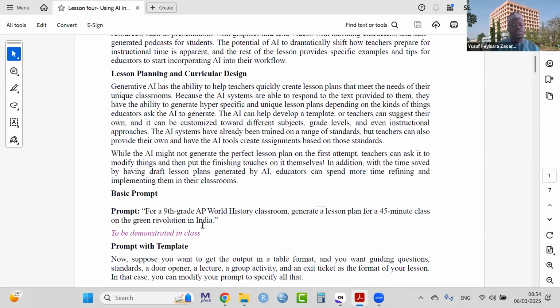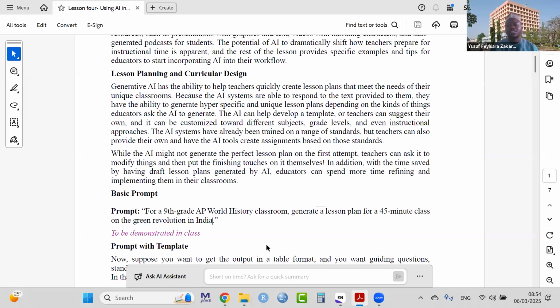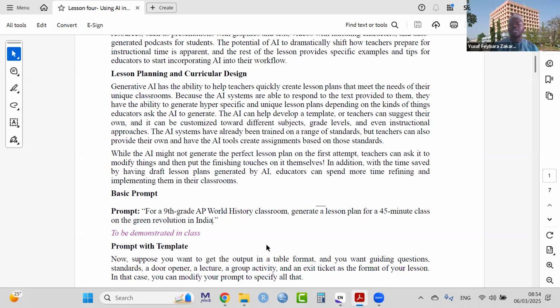All right? So this one says, for a 9th grade AP World History classroom, generate a lesson plan for a 45-minute class on the Green Revolution in India. You only provide the topic in this particular case, and you leave everything to the hands of AI. You are going to get some basic output. Let us see that. And I think that's our first exercise this morning.